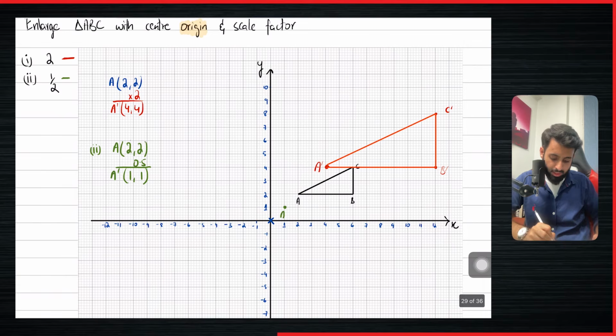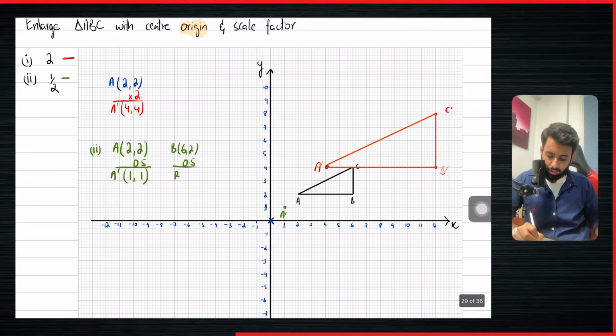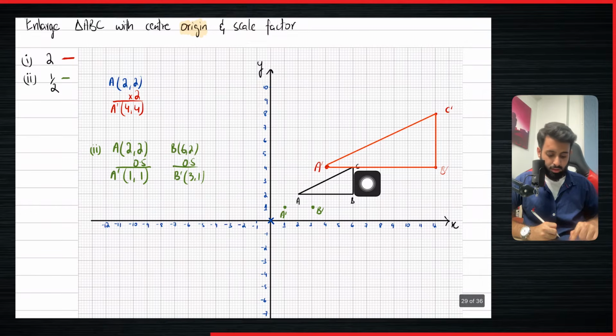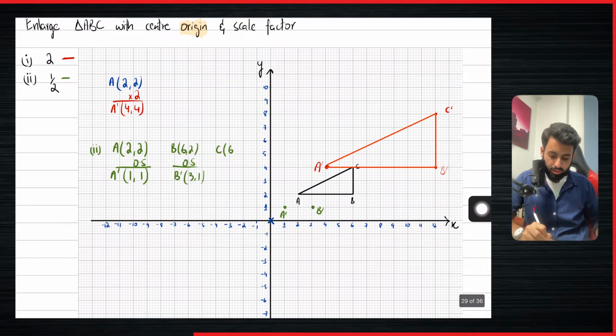And we're going to do the exact same thing for B and C also. So B has coordinates 6, 2. If I multiply, let's write that down over here, if I multiply that by 0.5, that means the coordinates of the image should be 3 and 1. Let's see, there you go. That's where 3 and 1 is. And let's see where C is going to be. So C has coordinates 6, 4. And if you multiply that by 0.5, let's see what happens. So C prime is going to have coordinates 3, 2. So 3, 2 is going to be somewhere over here.